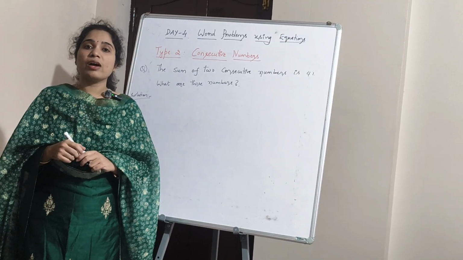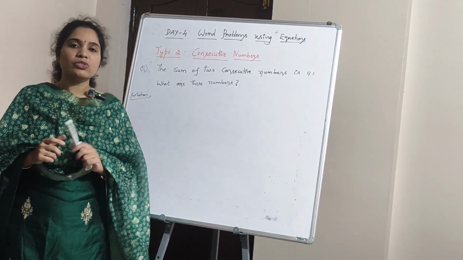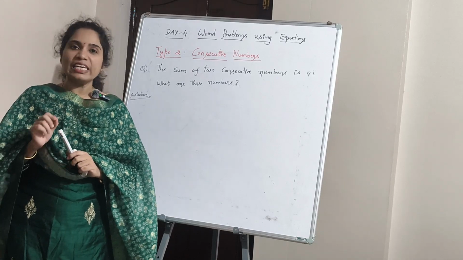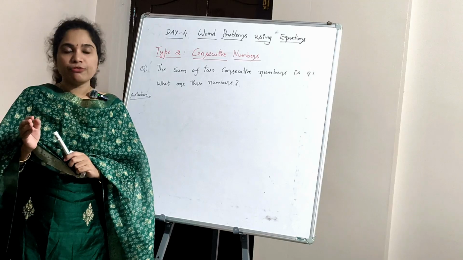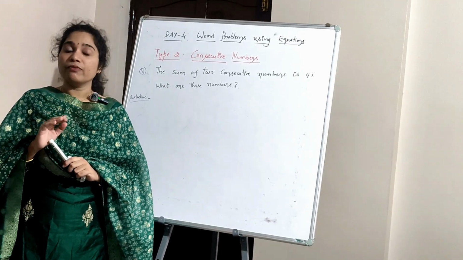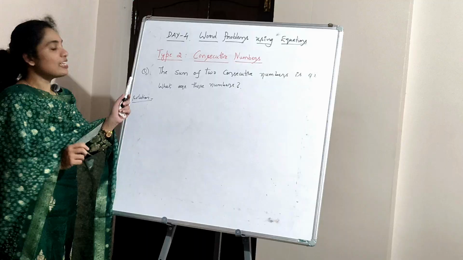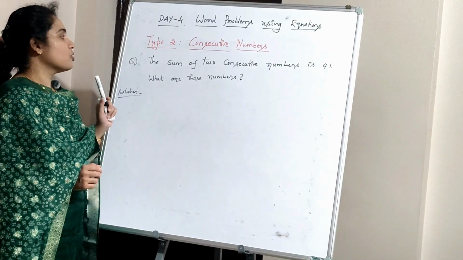And the next word problems are consecutive numbers. What are consecutive numbers? Consecutive numbers are the numbers that follow each other in order from smallest to largest. They exactly increase by 1 without any gaps. Okay, so they are the consecutive numbers. So let's see an example in these consecutive numbers.